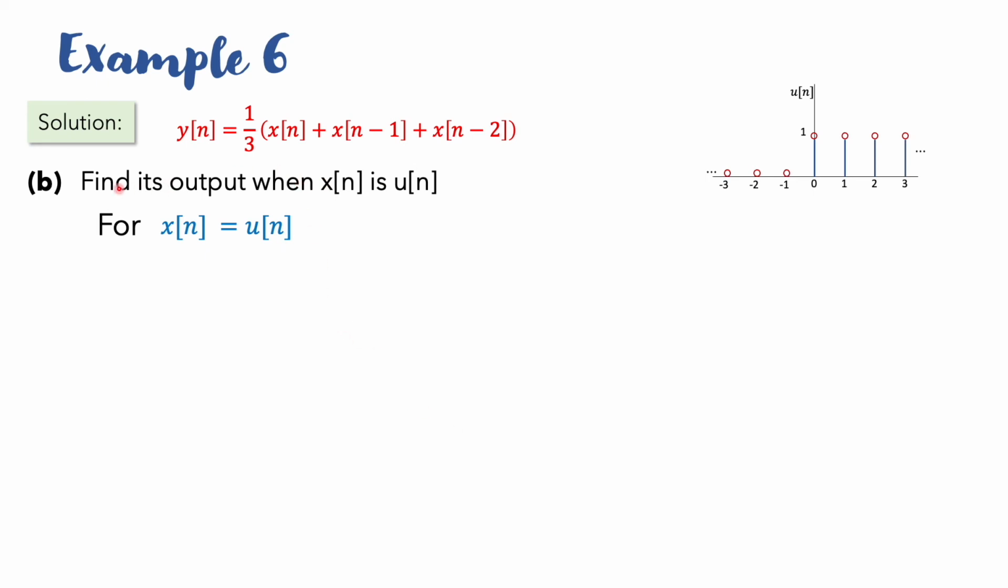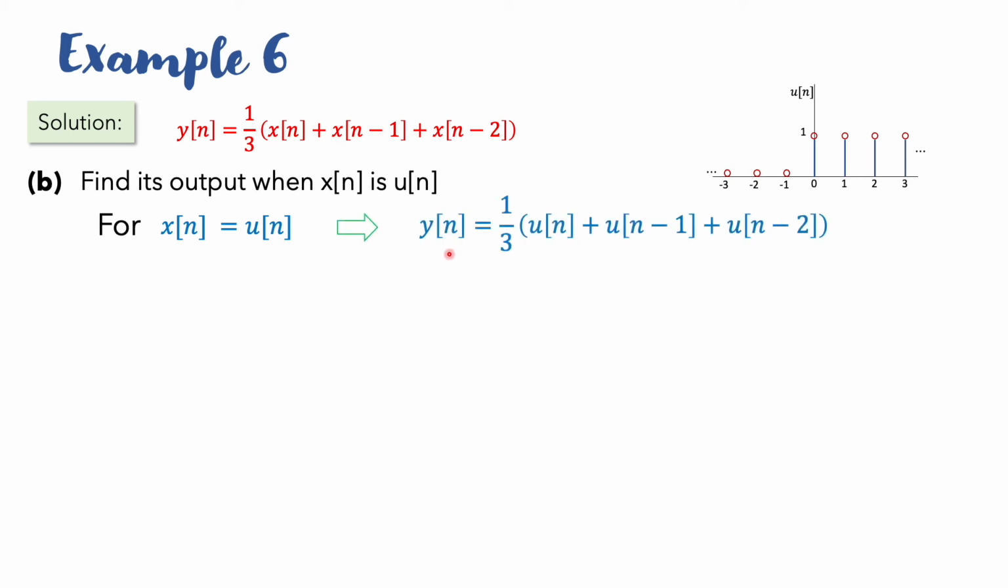Okay, now we have to find the response of the same moving averager when the input is a unit step function. Here it is given: the unit step function looks like this in discrete time form, where all the samples before 0, on the negative side, are 0, and starting from 0 onwards all the samples have an amplitude of 1. So our input is now u[n], the unit step function.